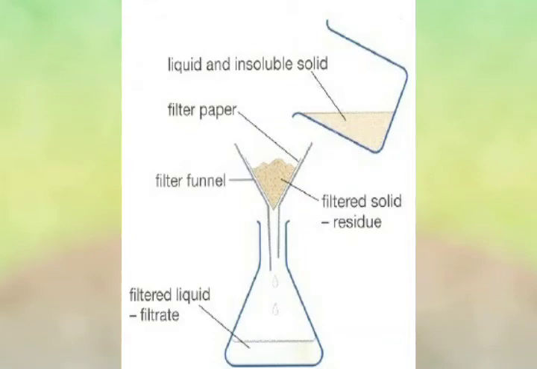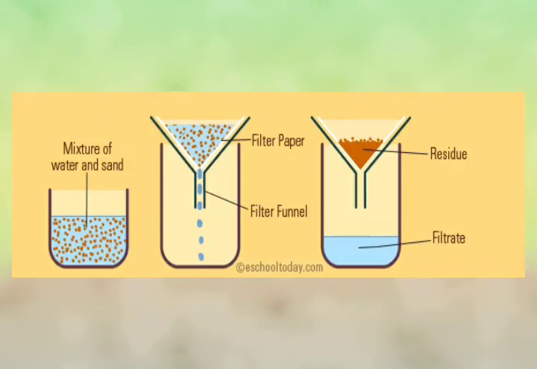These filters allow the liquids to pass through them but not the solids. The insoluble solid left on the filter is called the residue, while the liquid which passes through the filter is called the filtrate. For example, the mixtures like chalk and water, clay and water, tea and tea leaves, sawdust and water are separated by filtration method.